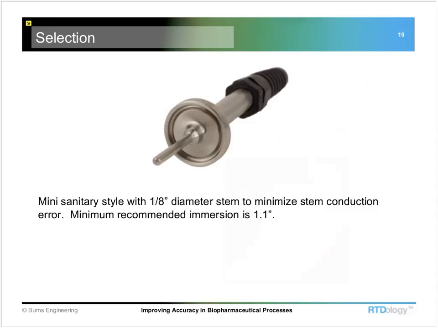Some of the sensor designs that work well, and this is what we call a mini sanitary. It's an 1/8 inch diameter stem, typically has a 1/2 inch or maybe even 1.5 inch sanitary clamp fitting on it. And minimum immersion on something like this is about 1.1 inches. It can be installed into the outlet of a T or the run of a T, and works fairly well for steam or liquids.